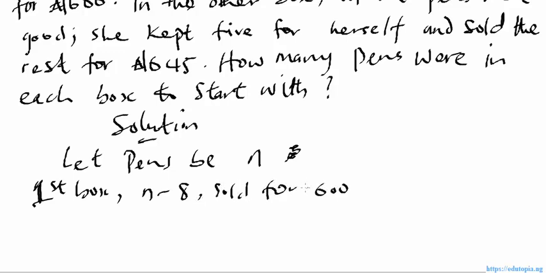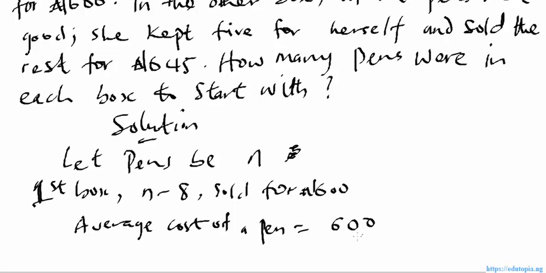Now for us to get the average cost of a single pen inside a box, it will be the total divided by the number. So definitely we have 600, which is the amount it was sold for, divided by N minus 8 naira. That should give us the cost for a single pen inside a box.